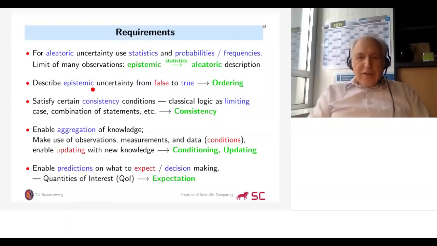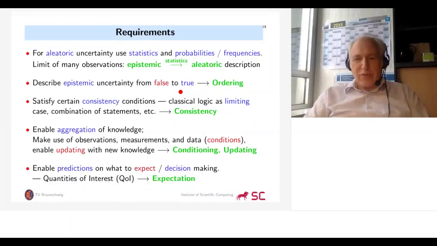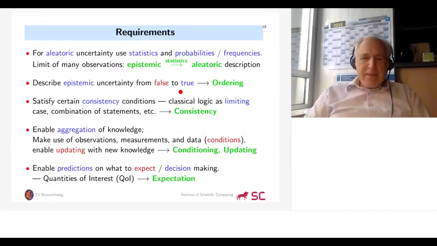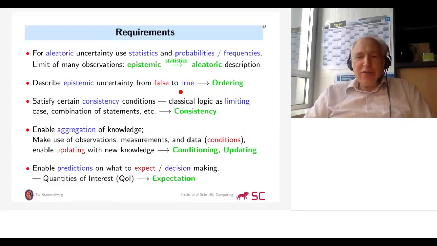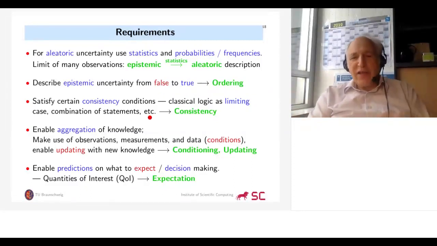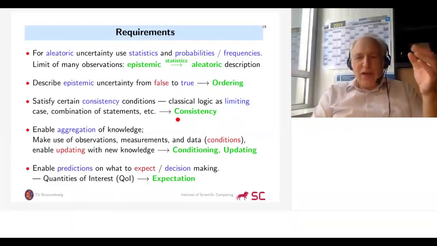The other one is you want to be able to have a gradation from false to true. The things in between are uncertain, but you want to be able to say one thing is more uncertain than something else. This is what Bertrand Russell was pointing out. And then, of course, there has to be a consistency of your assignment of this ordering. So classical logic has to still be true. The combination of statements has to be in a certain way. So this is the consistency I'm referring to.